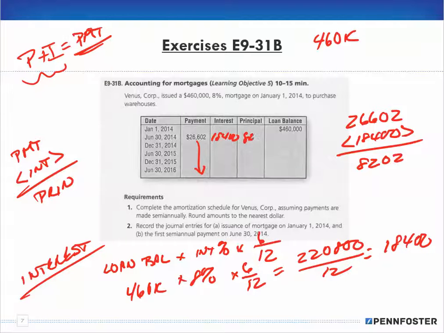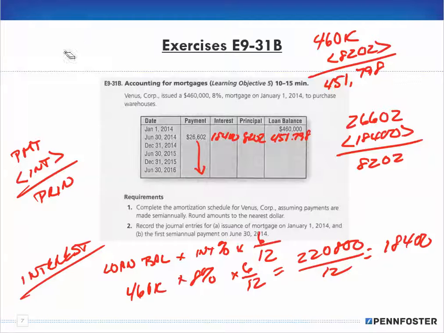So $8,202 in principal. And then from the $460,000, we subtract the principal of $8,202, and that gives us a new loan balance of $451,798. So $451,798. Okay, so go ahead and pause the video because I'm going to erase all of this, and now I'm going to do the next payment.